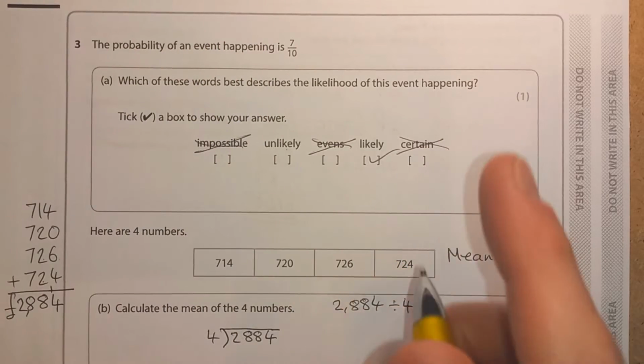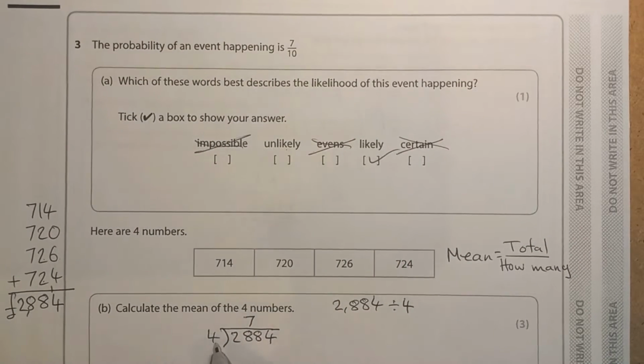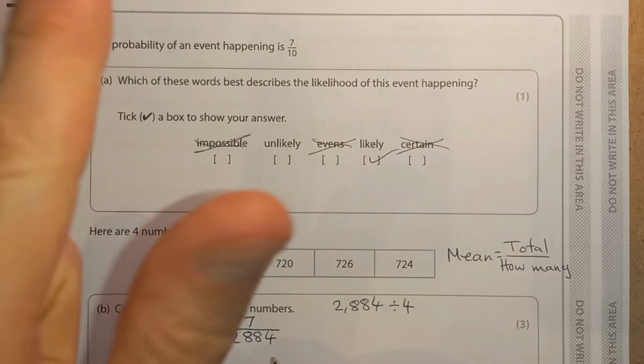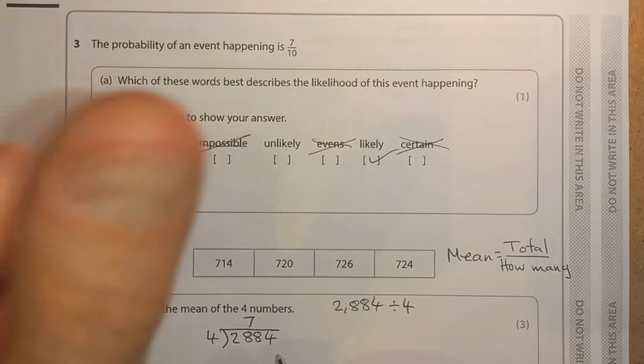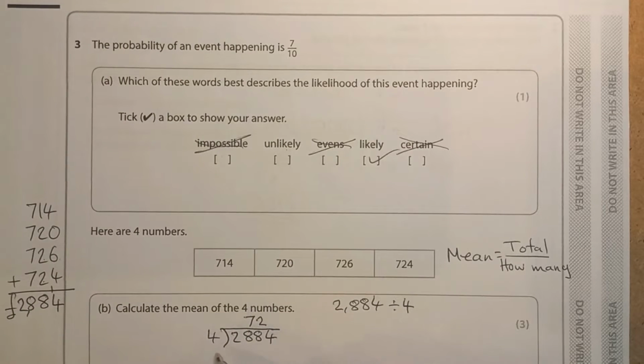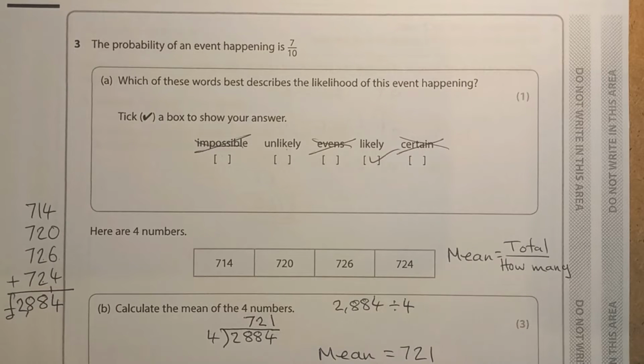So that's 7 times. How many times does 4 go into 8? Well, we got 2, 4. Sorry, not 2, 4. 4, 8. So that's twice. How many times does 4 go into 4? Well, that's once. So the mean is 721.